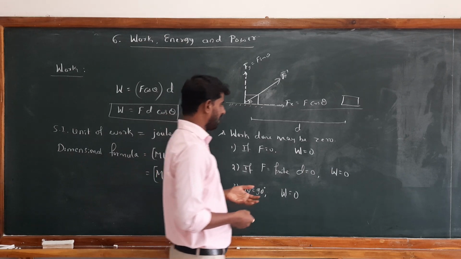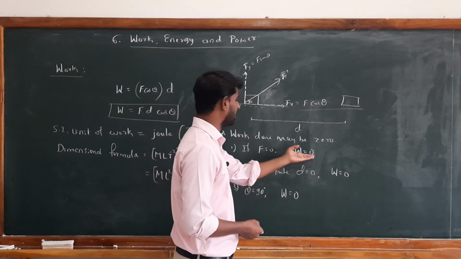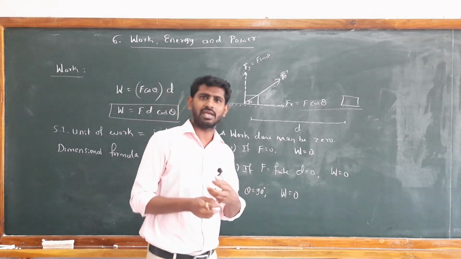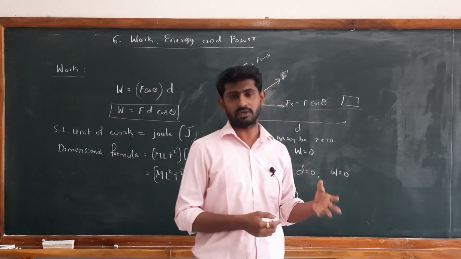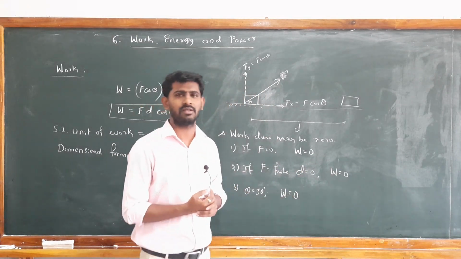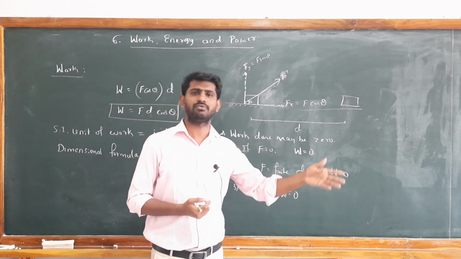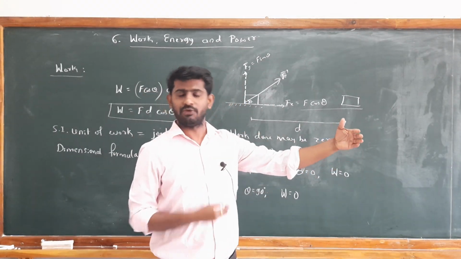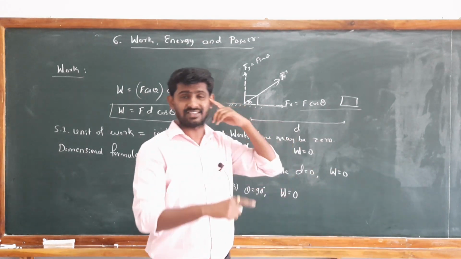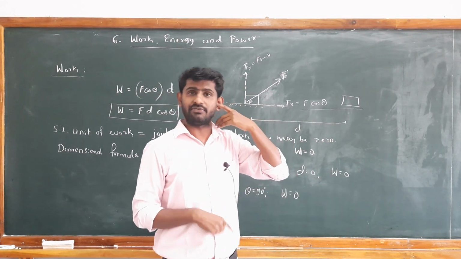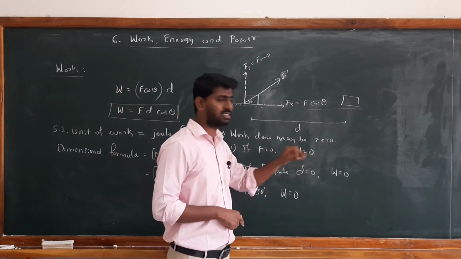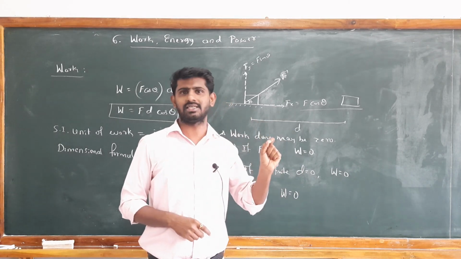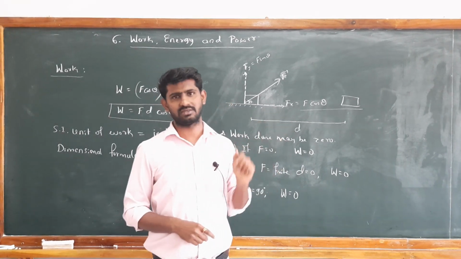You may ask me for examples of when the work done is 0, like when there is a displacement without the net force. Suppose the body is in uniform motion, moving with uniform velocity. Then its acceleration is 0. If its acceleration is 0, m into acceleration, its force will be 0, right? If its force is 0, then the work done is 0. It means if the body is moving with a uniform velocity, then there is no work done.